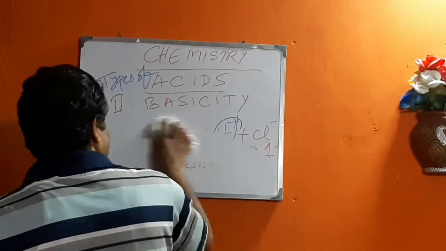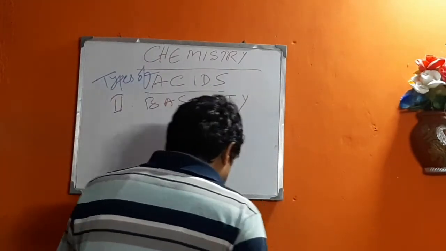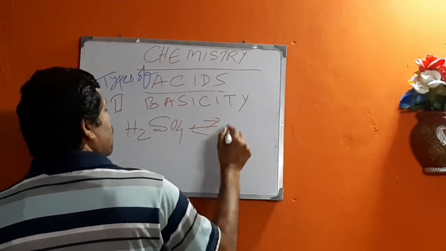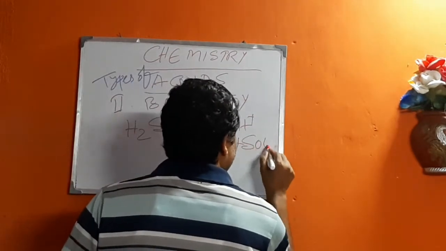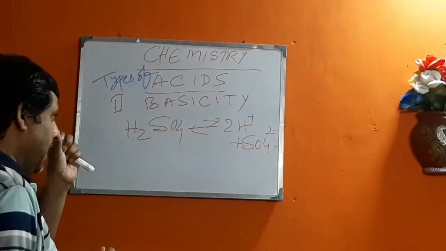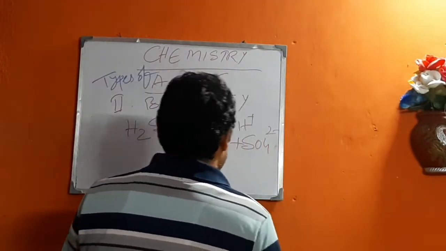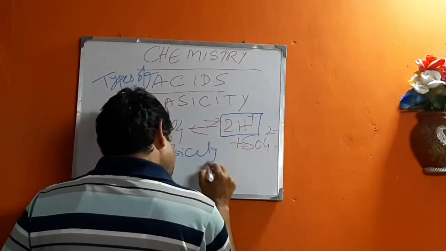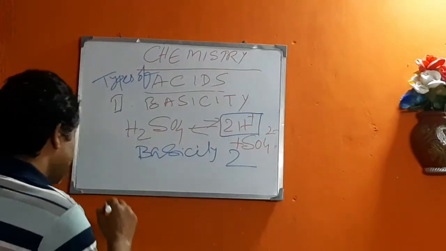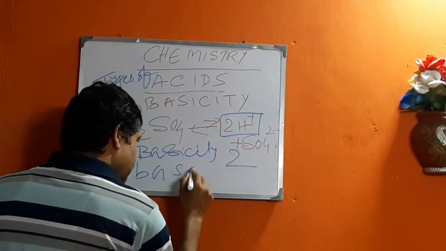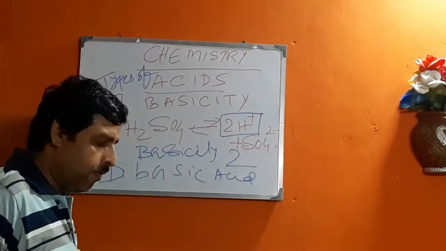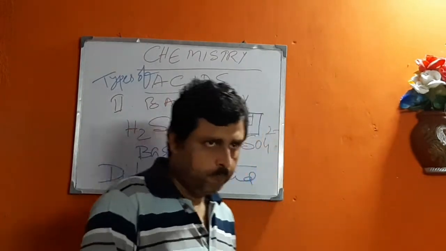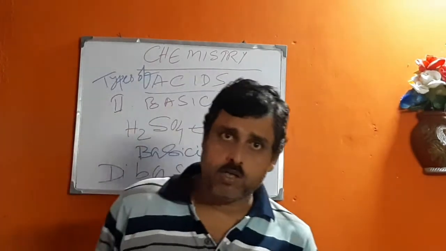Take another example, sulfuric acid, H2SO4. When it dissociates, it gives 2 hydrogen ions and 1 sulfate ion. So the number of replaceable hydrogen ions is 2, the basicity is 2, and it can be termed a dibasic acid. Similarly, there are more examples, such as tribasic. For example, phosphoric acid, H3PO4, is called a tribasic acid because it gives 3 replaceable hydrogen ions in the solution.